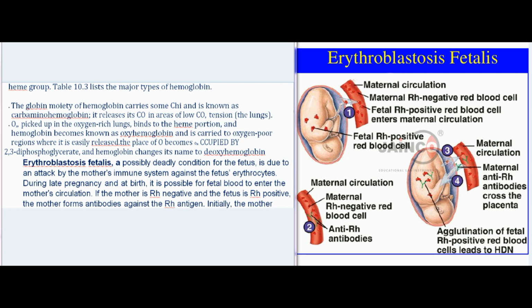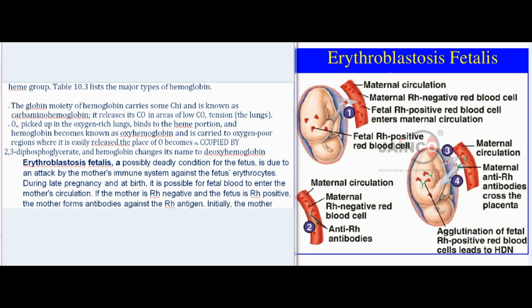O2 picked up in the oxygen-rich lungs binds to the heme portion, and hemoglobin becomes known as oxyhemoglobin and is carried to oxygen-poor regions where it is easily released. The place of O2 becomes occupied by 2,3-diphosphoglycerate, and hemoglobin changes its name to deoxyhemoglobin.